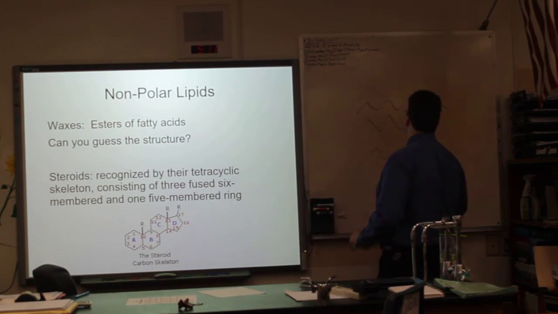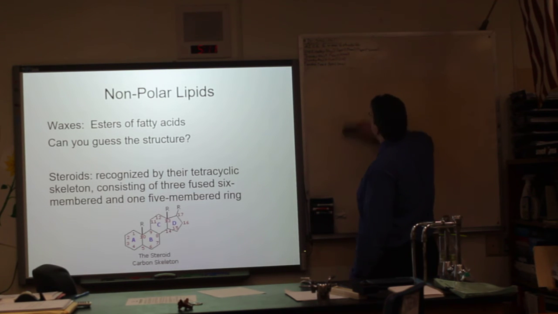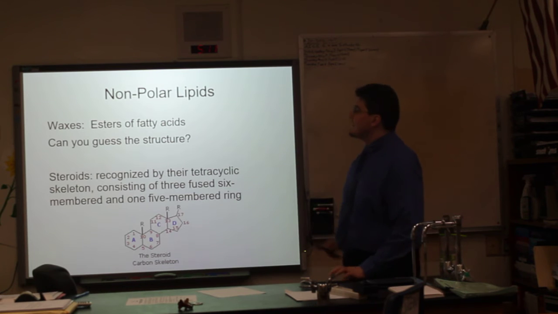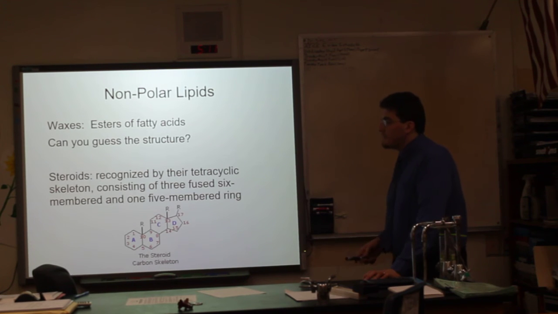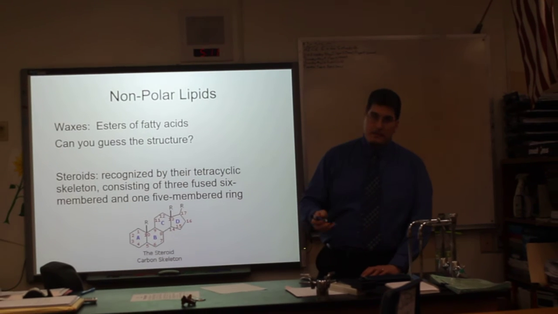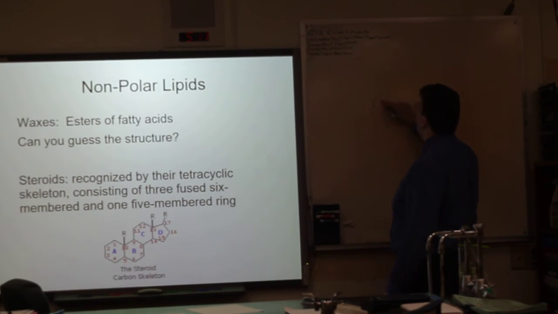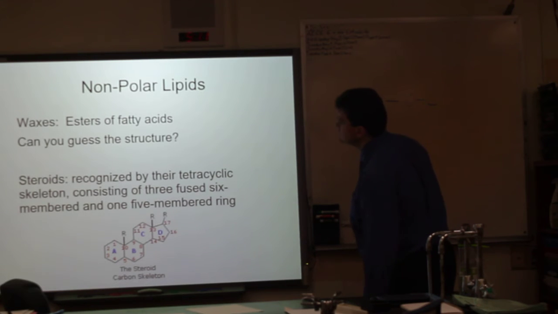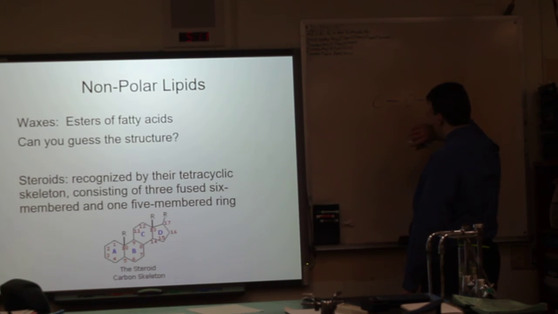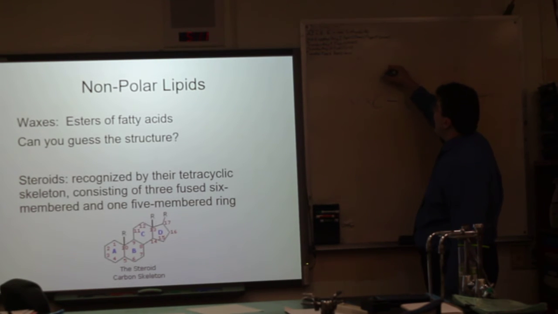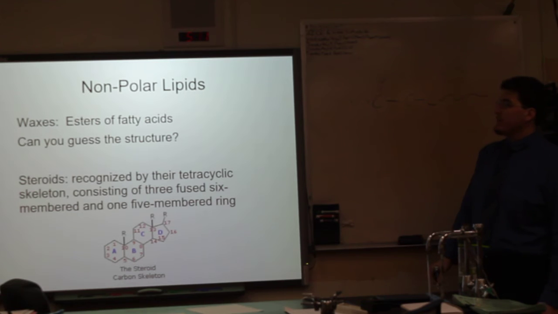Now let's talk about non-polar lipids. Those were amphipathic lipids that we just talked about. Non-polar lipids are things like waxes. These are esters of fatty acids. If you remember, an ester is a carbon-oxygen-carbon bond. So, carbon, oxygen, to carbon. So you have your carbon chain over here, your carbon chain over here. A wax will have that going on over there.